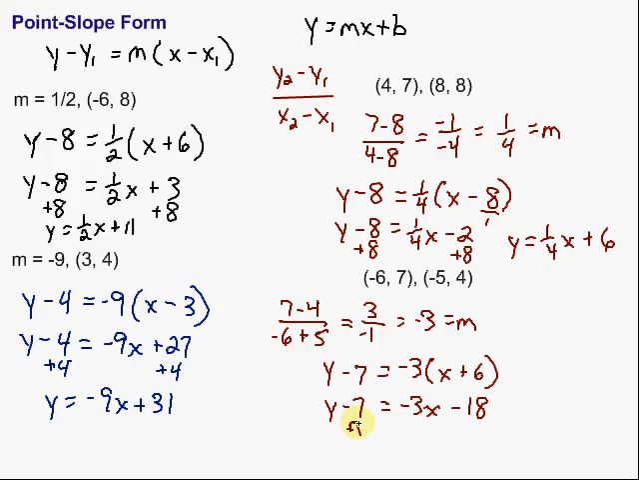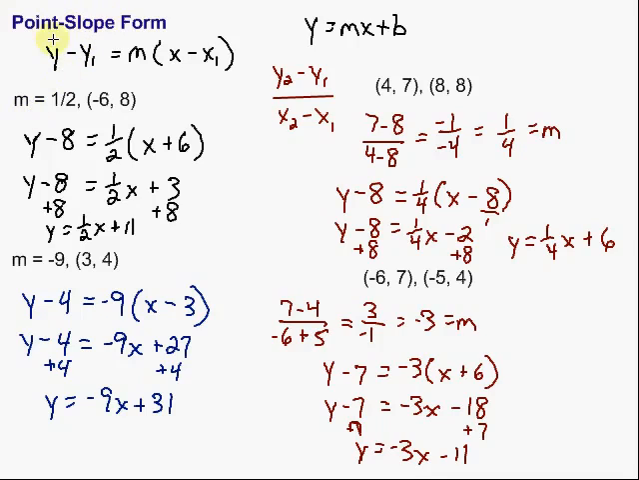Then add 7 on both sides to get that y by itself. Plus 7 on both sides. Y equals negative 3x. Negative 18 plus 7 would be negative 11, or minus 11. So there's our slope-intercept form.